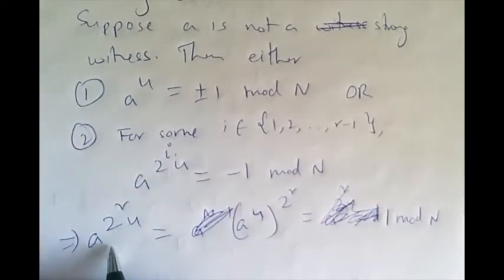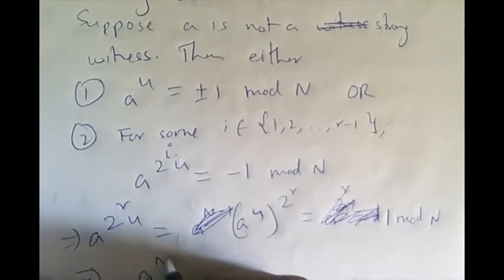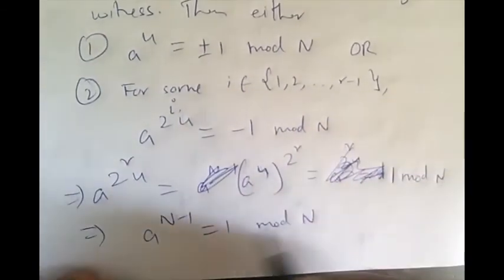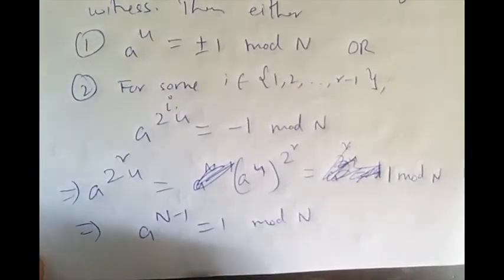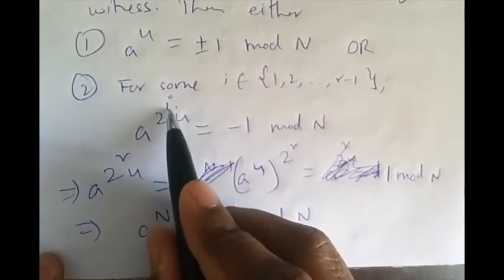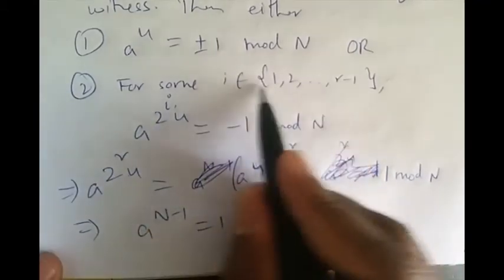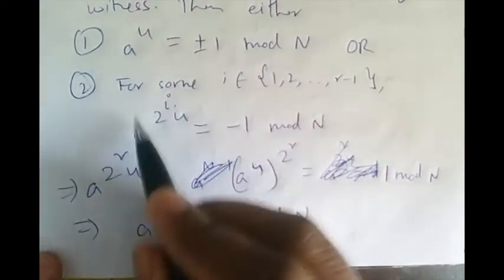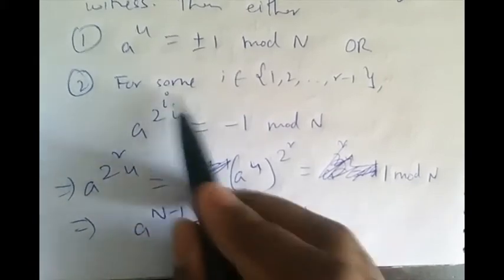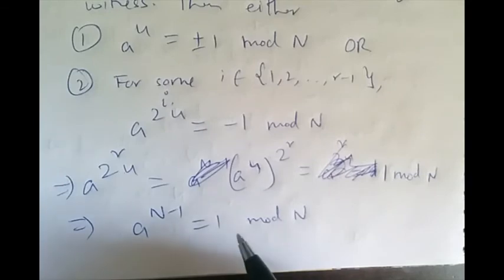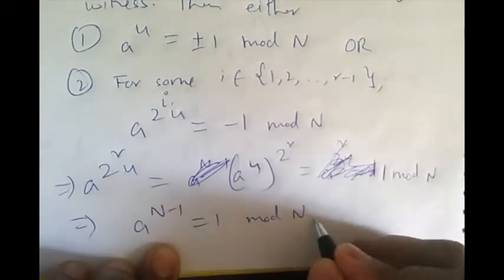So if this is true, then a raised to 2 raised to r times u is 1 mod n, which implies a raised to n minus 1 equals 1 mod n, which contradicts a being a witness, right? Similarly, you can argue that if this is true, then 2 raised to i is from 1 to r minus 1. So 2 raised to r will be at least a square of this, if not some higher even power of this. So you'll get a raised to n minus 1 equals 1 mod n in the second case also. So this contradicts a being a witness.